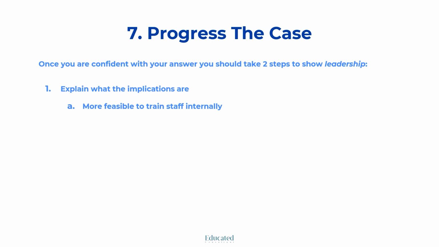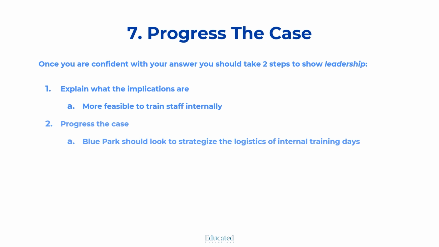Now that we have calculated the final answer, we need to explain what the implications on the case are and progress the case itself. Given the $14,000 difference in total costs associated with the internal training day relative to the external training day, it is more feasible to train the staff internally. This will reduce total costs, and assuming that there is no significant difference in time to train employees using the 2 methods, it will help us reach our objective of boosting revenue in the short term. We suggest BluePark now looks to organise the logistics associated with hiring trainers and organising training days for each state.